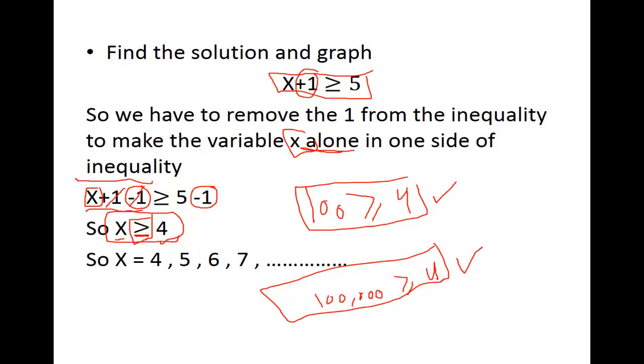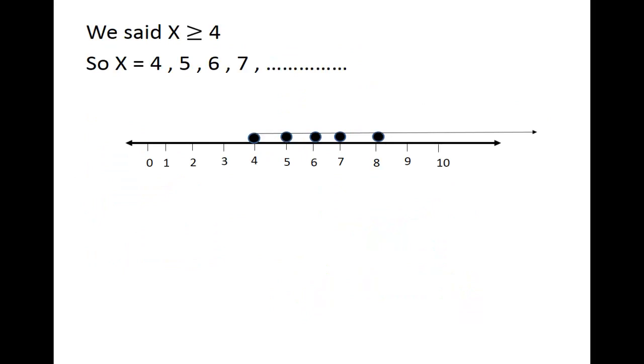But all the numbers below 4 are wrong because the inequality says x is more than or equal to 4. So why do we take 4 itself? Because we have an equal sign. This equal sign means we have to take the number in the inequality. So 4, 5, 6, 7, 8, 9, 10, 11, 12, all of these numbers will be correct. So we have x more than or equal to 4. Like we said, x will equal 4, 5, 6, 7, and so on.